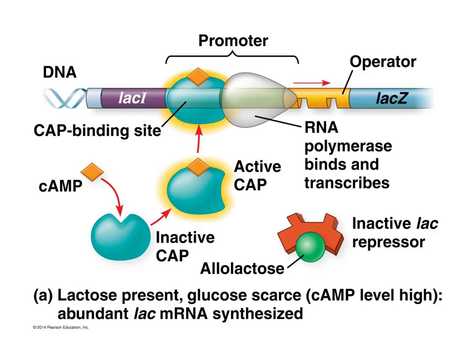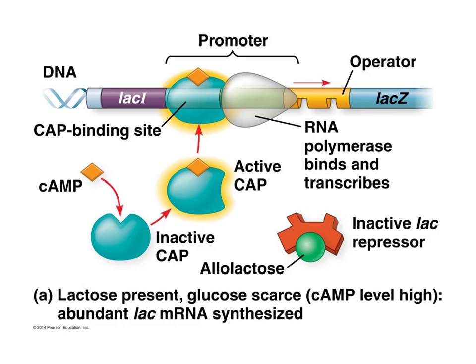So if we have a cell that only has lactose, first of all, we know that the lactose will make the repressor inactive. There's very low glucose, so the activator will be able to bind the DNA. So this should give us basically the maximum amount of transcription possible from this operon.